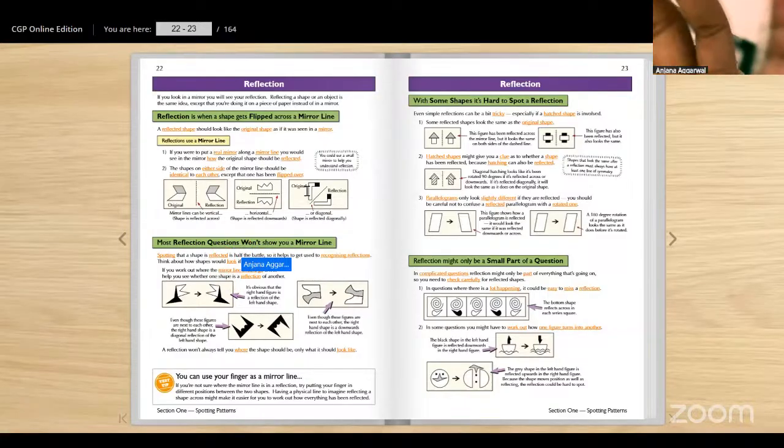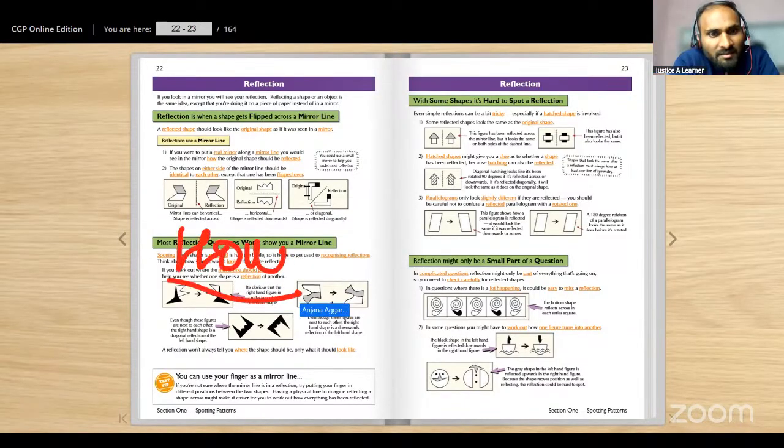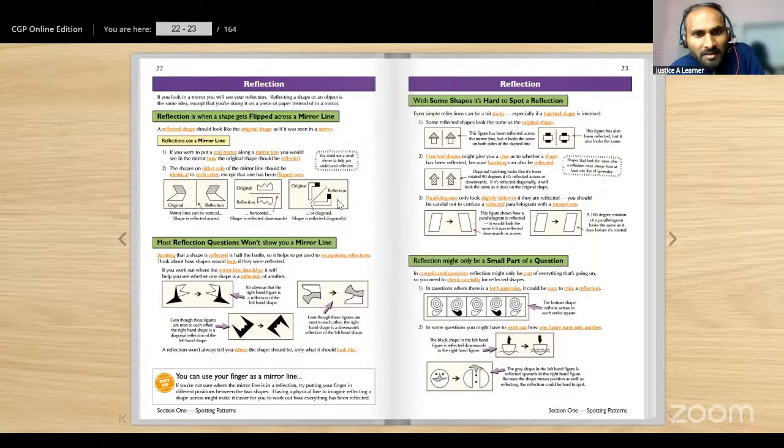So this is just an image or a reflection of this original picture. This is just the image or reflection in the mirror. This is the reflection of this image in the mirror. This image would look exactly like this one in the image of the mirror. Okay, let's do something more, then we'll be understanding. More reflection questions won't show you a mirror line.